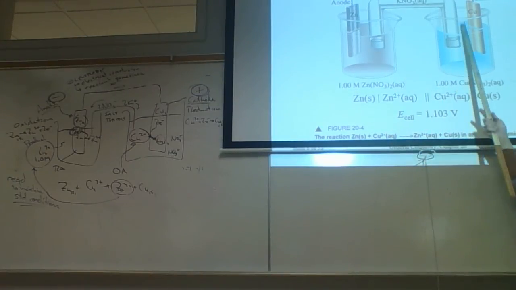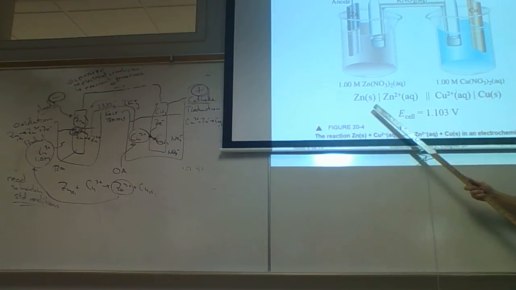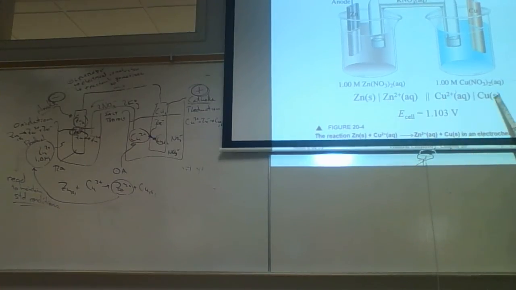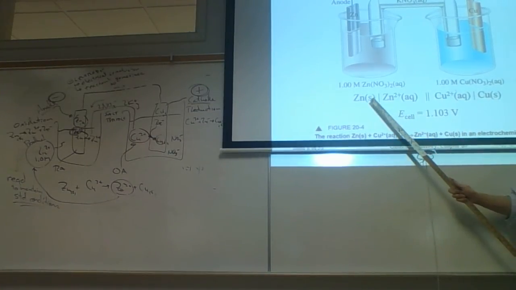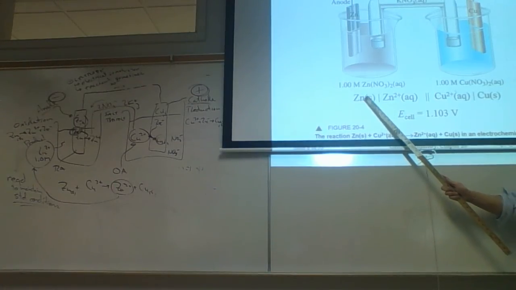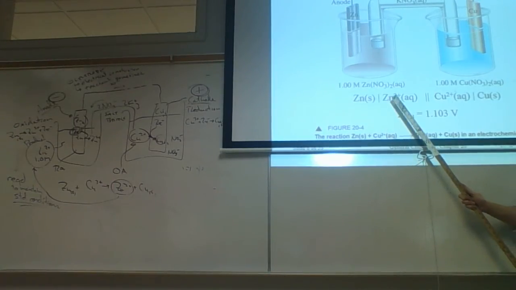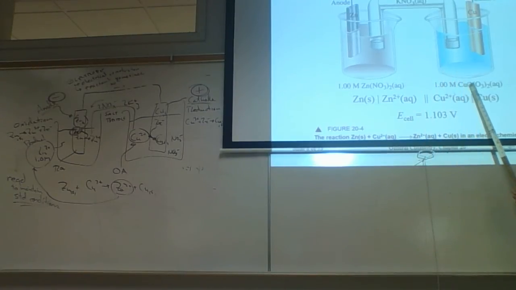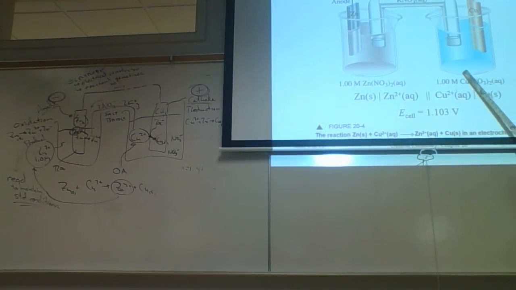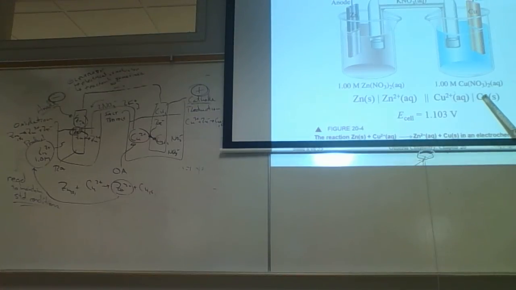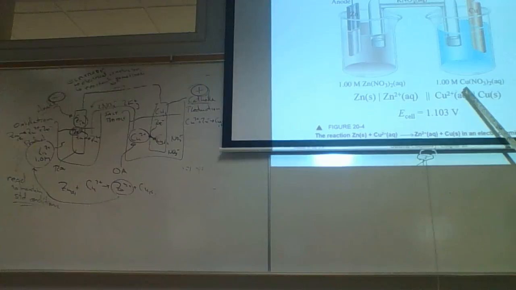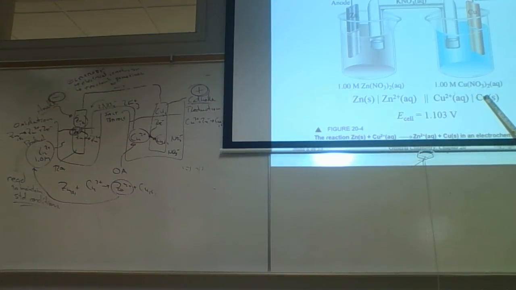This is just a schematic of the cell. In the cell diagram, we have the anode on the left and the cathode on the right. At the anode, oxidation occurs, so zinc goes to Zn2+. It generates electrons. Those electrons flow from the anode all the way to the cathode. At the cathode, those electrons are fed into the copper, which feeds them to the oxidizing agent, copper 2+. Copper 2+ picks up those electrons to generate copper metal.